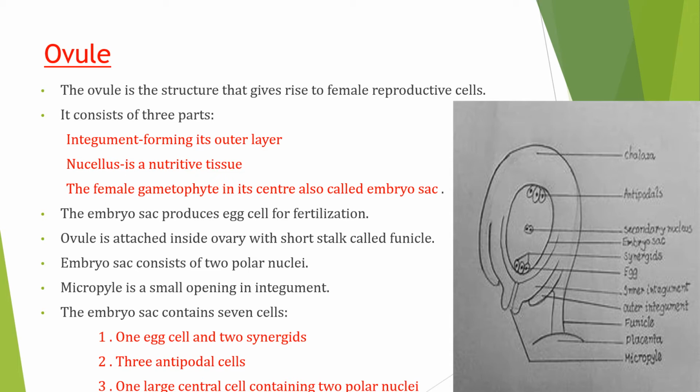The embryo sac consists of 8 cells. The 3 cells at the micropylar end: 1 egg cell and 2 synergids. 3 antipodal cells. 1 large central cell which contains two polar nuclei. The embryo sac contains two polar nuclei.